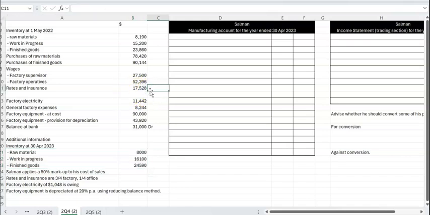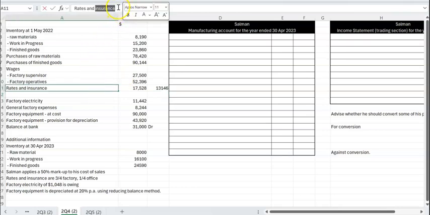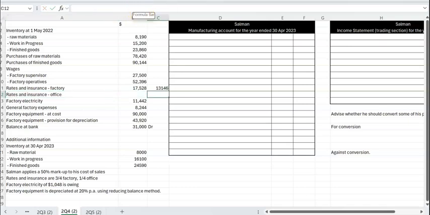So this figure here, times 3/4. So that one there is the rates and insurance for the factory. And then we're going to go rates and insurance, but instead of factory we'll have office. And that just helps to put it in the right spot.